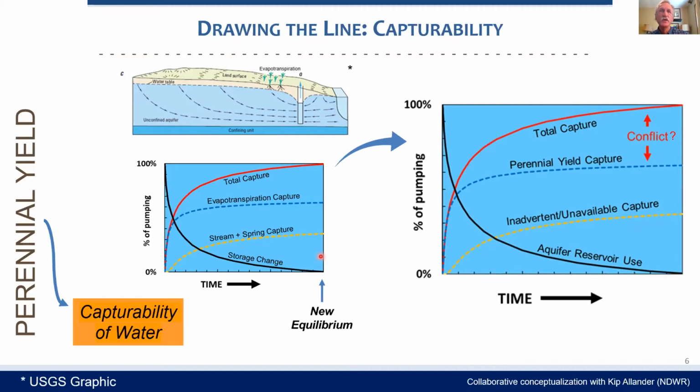And that's shown here in this curve, right at the very end of the curve, where storage change goes to 0%, evapotranspiration capture and spring and stream capture combined to represent 100% of the total capture, and the system's reached a new equilibrium. So on the right is the exact same plot, just blown up with the same set of curves, but with the labels for those curves changed to reflect what I call an administrative view of perennial yield.